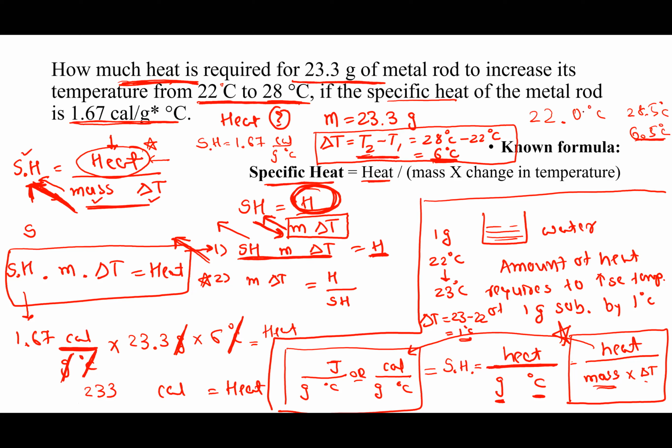Or it can be given to you like this: 22.00, in which you have four significant figures, and 28.50, in which you also have four significant figures. If we compare this, there are two numbers after the decimal place, so your delta T should be 6.50 degrees Celsius. If you plug in that value 6.50, it means you have three significant figures here, three here, and three here, so you can have your answer as 233 something. Get it?